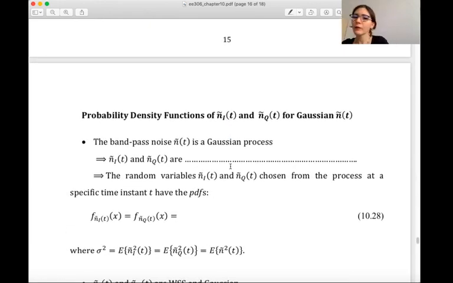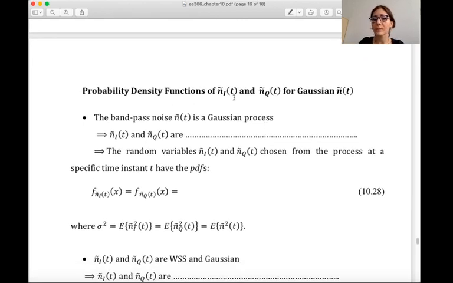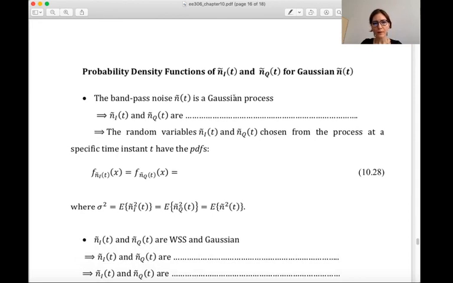Now we're asking the following question. What about the probability density functions of these random variables? So let's now think about taking samples. If I take a sample from my Gaussian process, I get a Gaussian density. I know that this is the definition of the Gaussian process, right? So N(t) is a Gaussian random variable. Now Ni and Nq, if I take samples from these, what kind of density am I going to get? Well, we just showed that these are Gaussian, so these have the Gaussian density, but let's look at this in more detail. So let's go step by step.